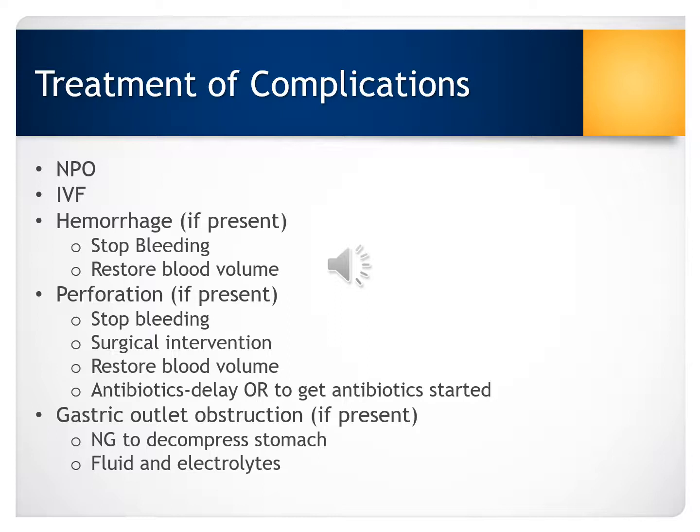If perforation occurs, we want to close the perforation and stop the bleeding, so this patient will definitely need to have surgery of some sort. They will also need to have their blood volume restored, and because they've had a perforation, they will need to be on antibiotics. If the patient has a gastric outlet obstruction, they will need an NG tube to decompress the stomach. They will need fluid and electrolytes as well.